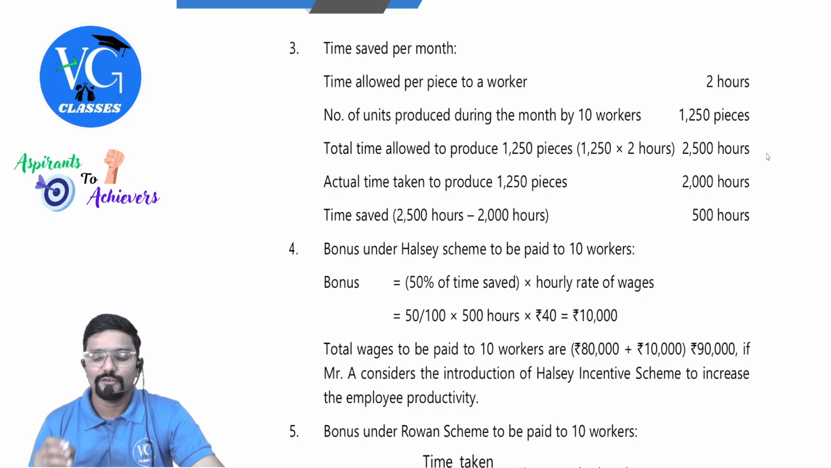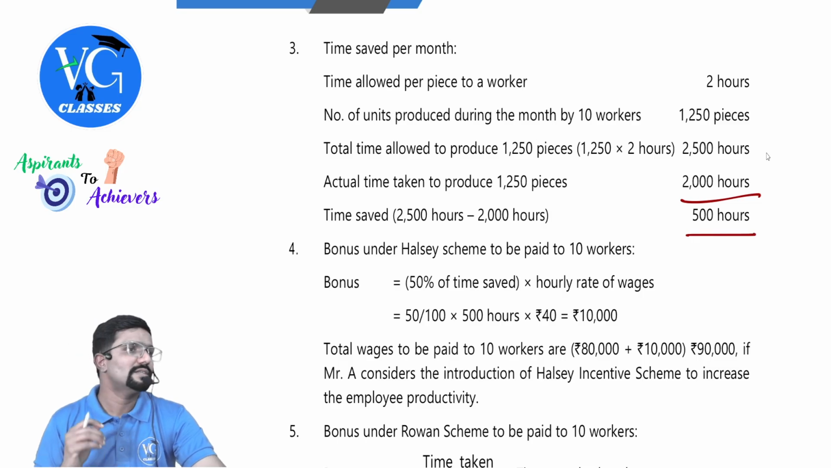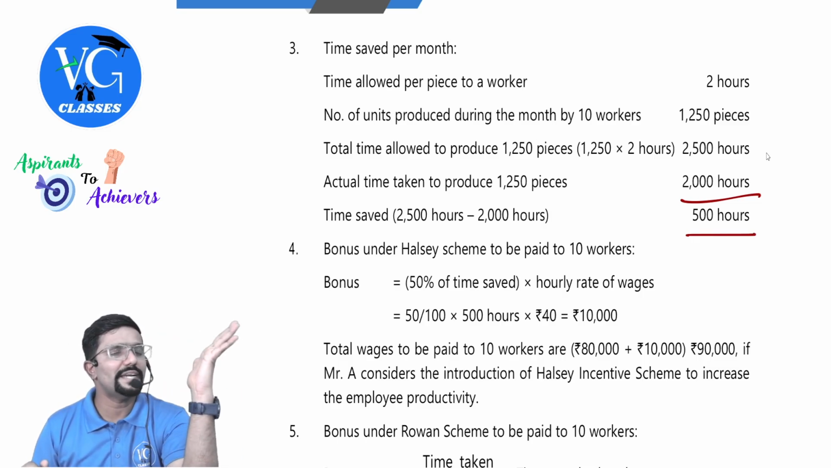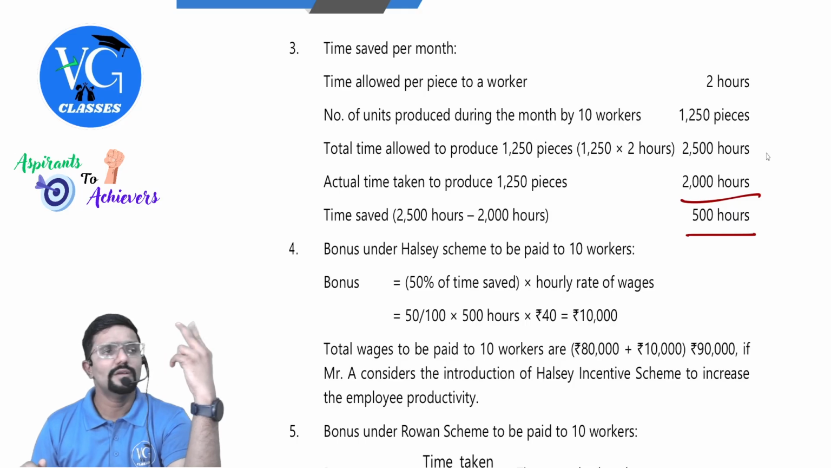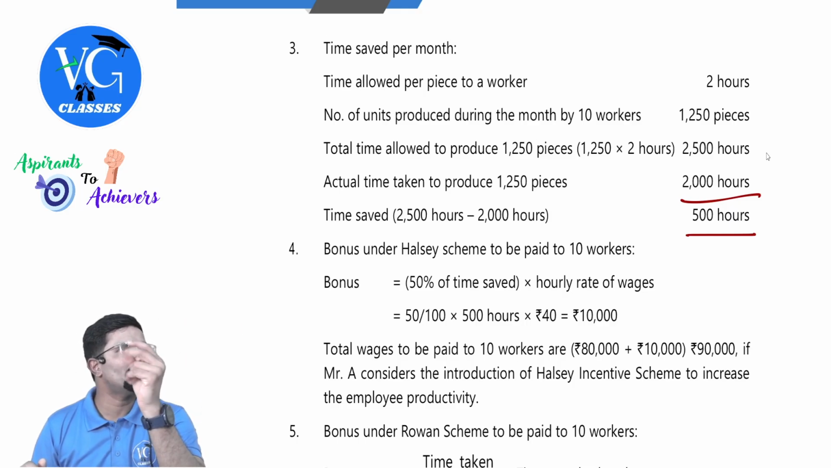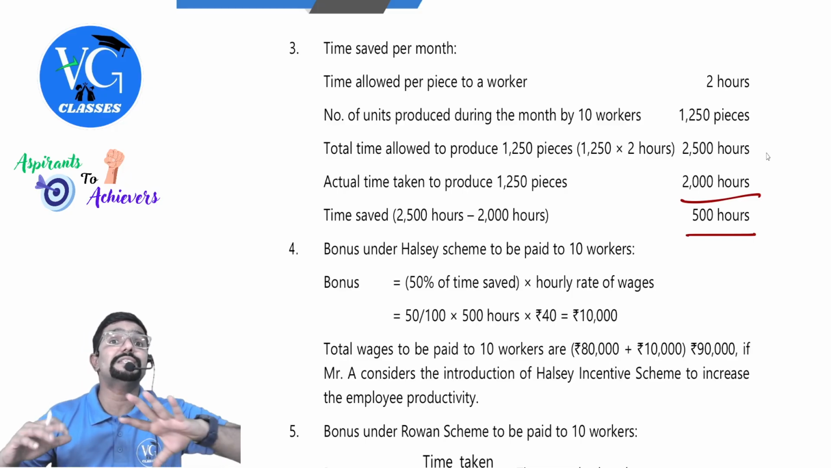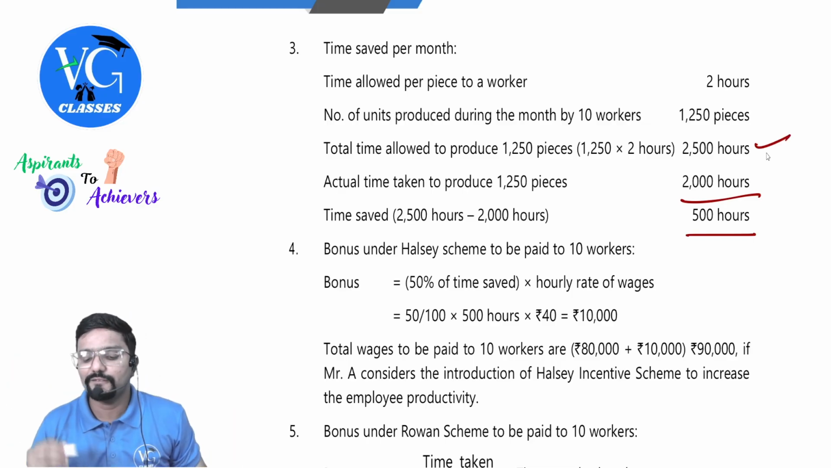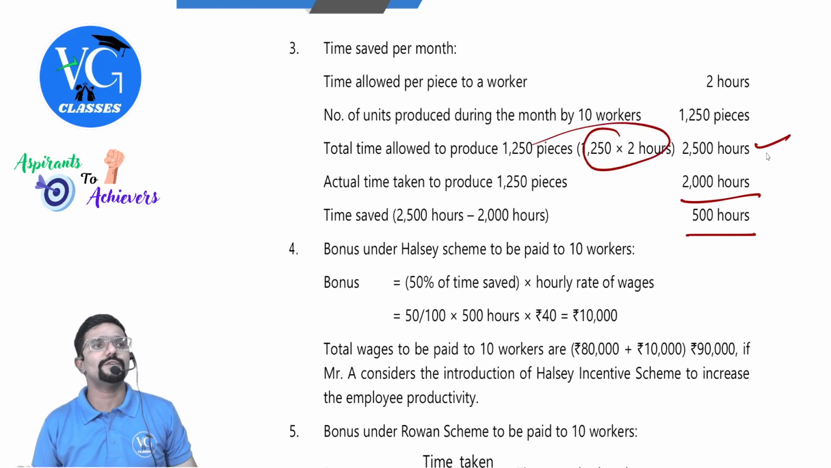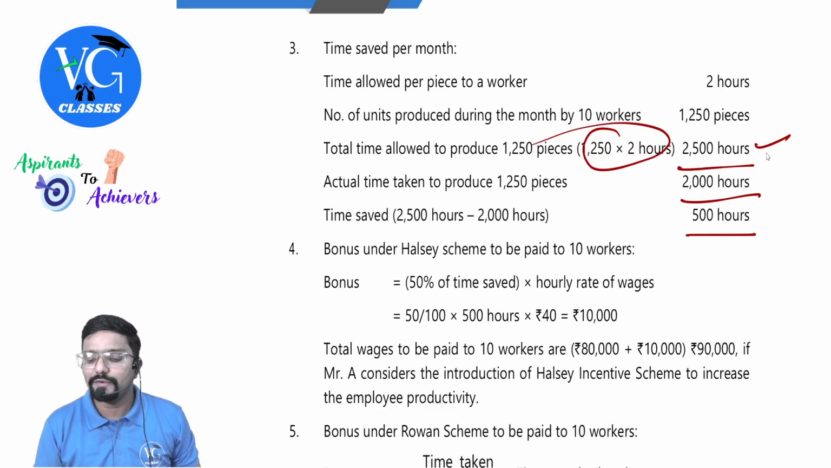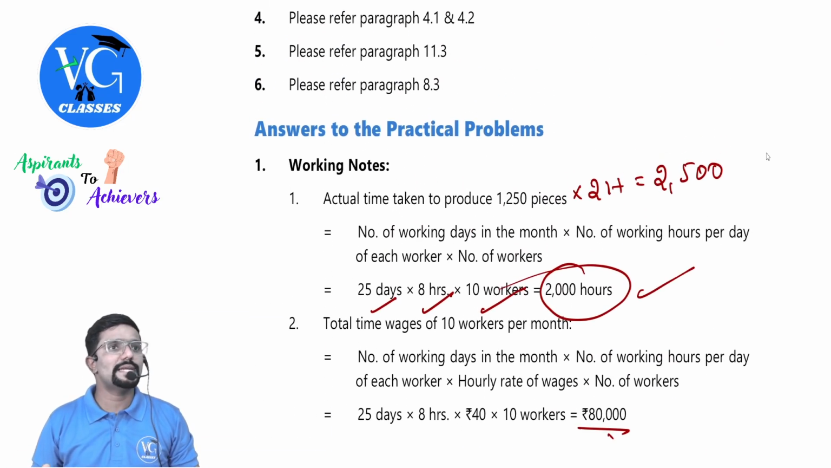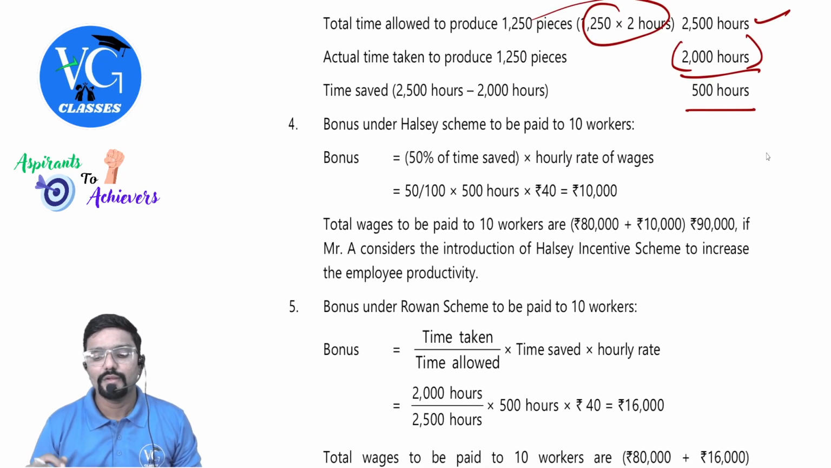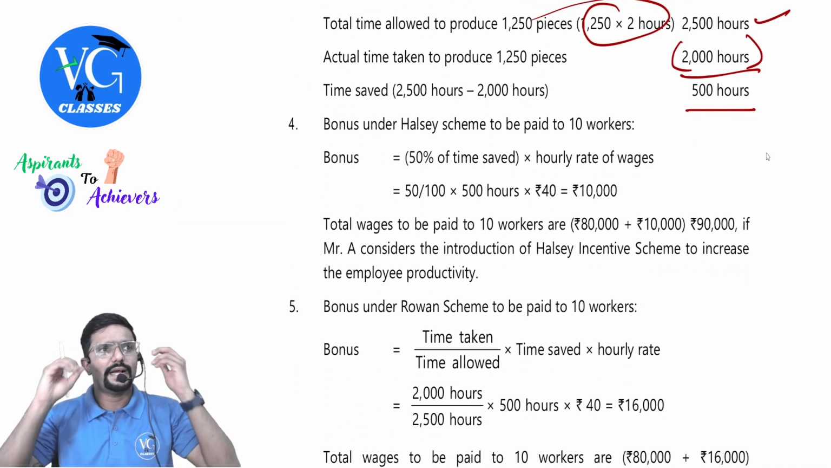Time saved per month is how much? 500 hours. So much calculation they have done. Simple. Sir, 2500 hours is a standard time allowed. How, sir? 2 hours per unit. That is to be taken as standard time. So, how much is the actual production? 1250. So, to produce 1250, how much hours we were supposed to take? 2500. How did we get it? Multiply both 1250 into 2. Okay. But actually, we have taken how many? 2000 hours. Sir, how did we get to know? We have calculated here, guys. Okay, sir. So time saved comes to 500 hours.